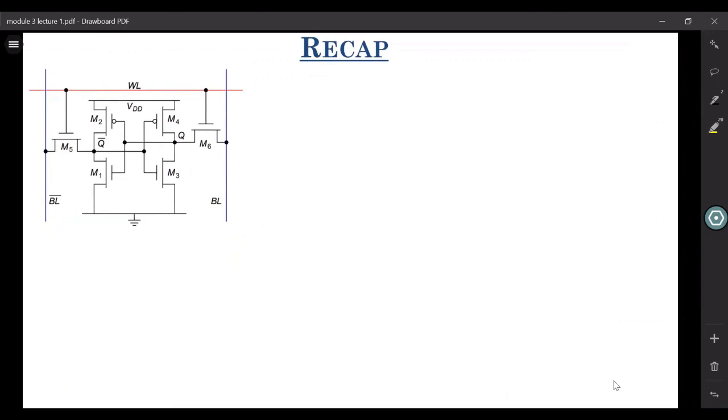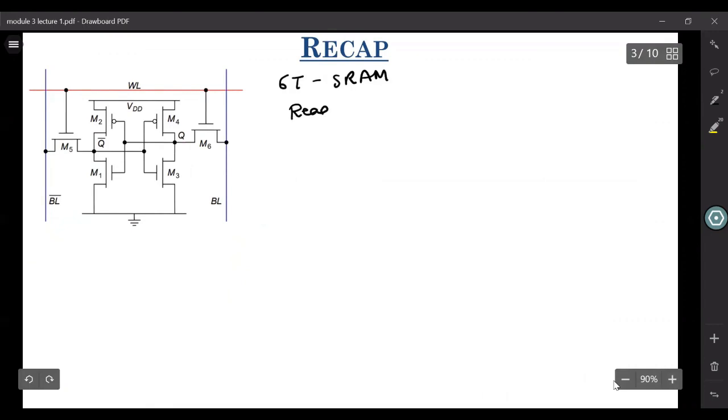So we were basically looking at 6T SRAM cells. We were looking at how we do this read operation. That is, we precharge BL and BL bar, and then we assert this word line high, and we see how exactly this read operation takes place. And for read, we found out that the NMOS transistors of the inverters have to be stronger than your access transistors.